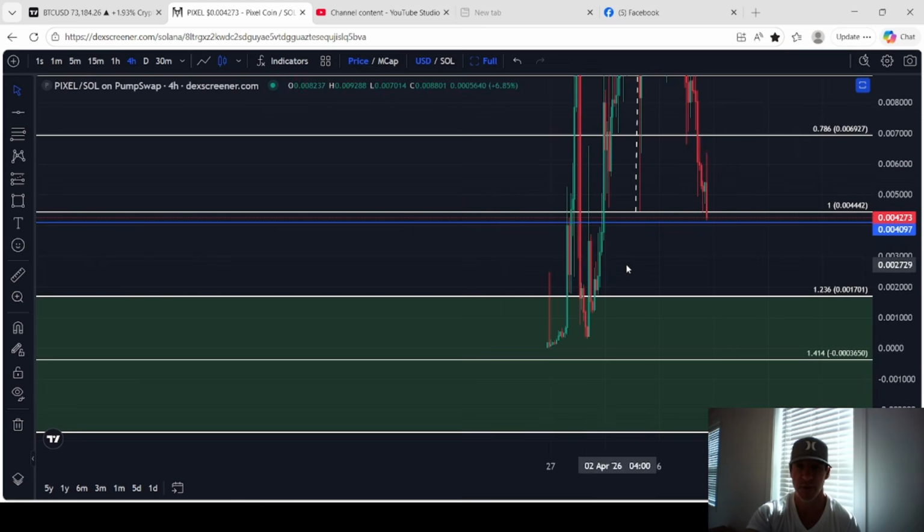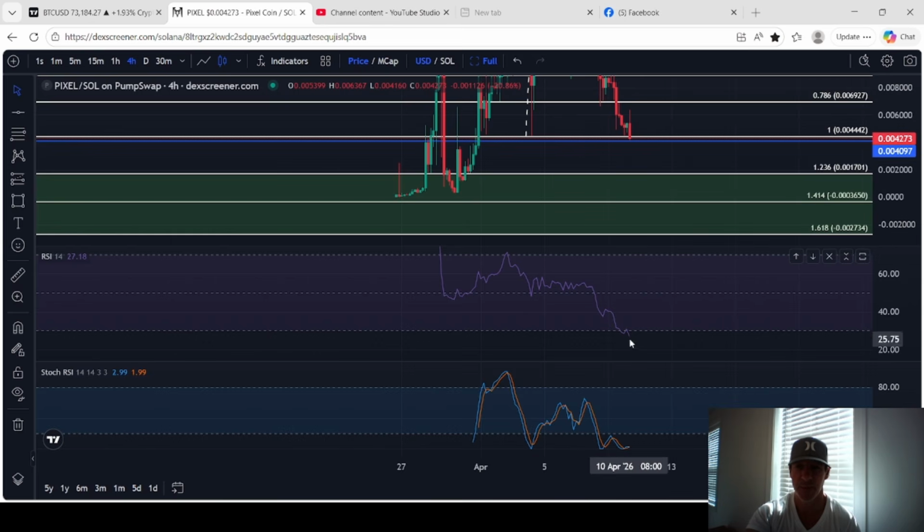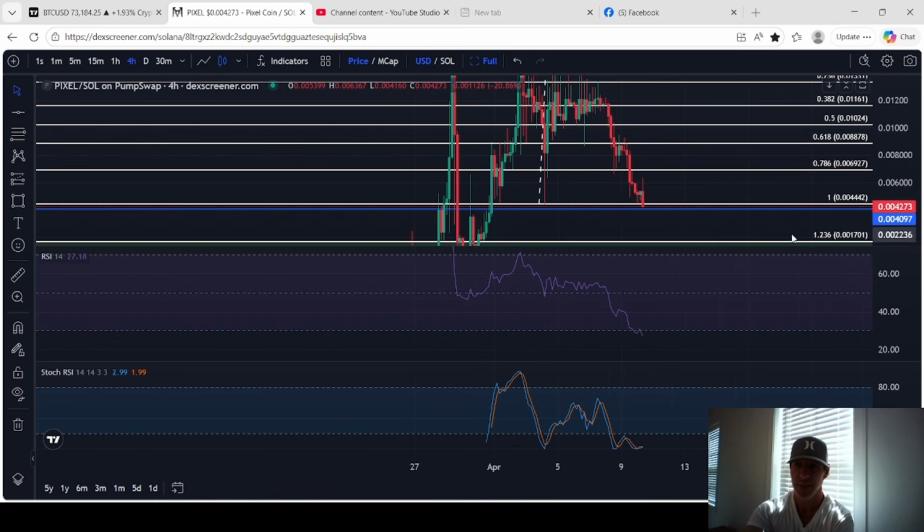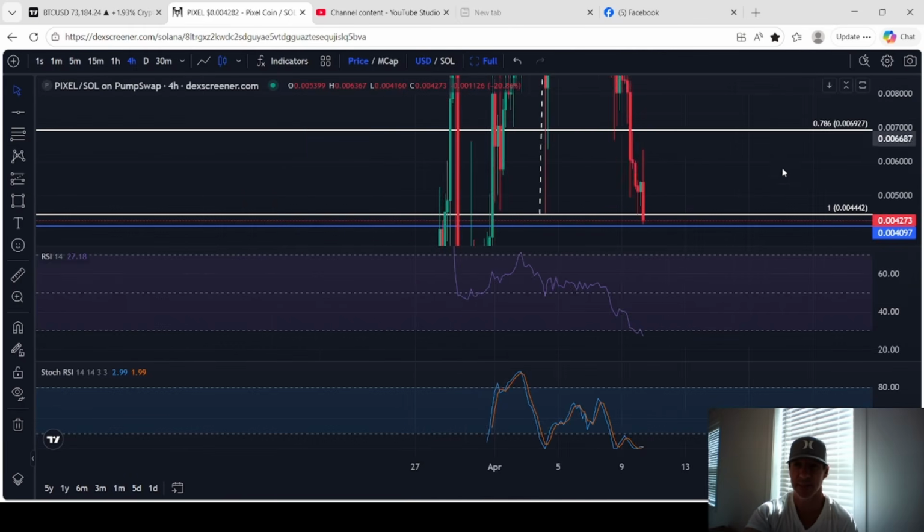And hopefully the 4 hour will bounce back up. This is the lowest the 4 hour has been. It's oversold, bearish, but people could be accumulating in this area, and that's what this is.